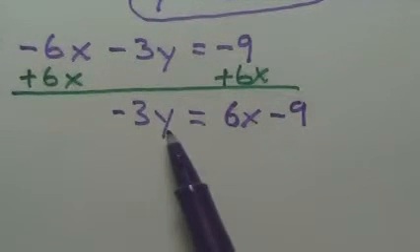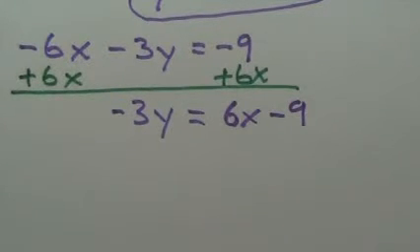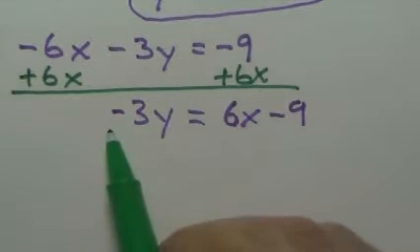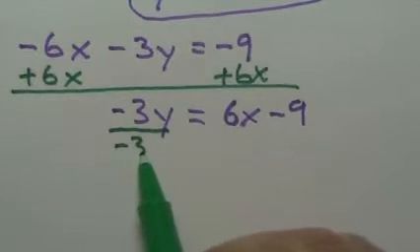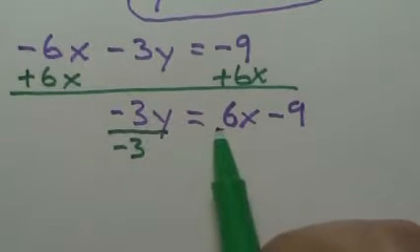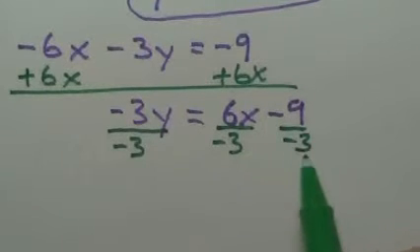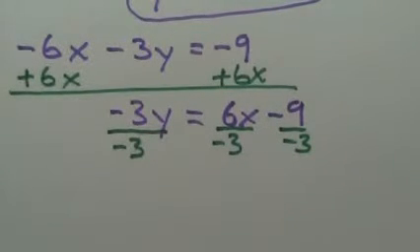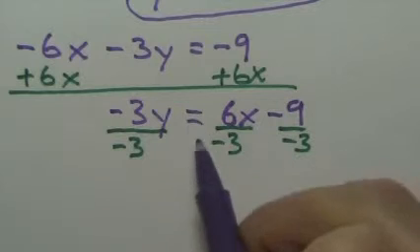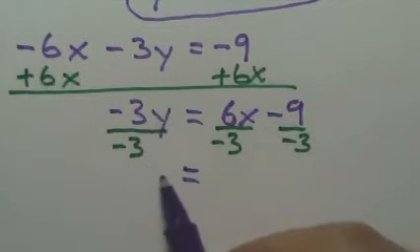Okay, so all we're left with now to get the letter by itself is to get rid of the negative 3. So what do we do? We divide the coefficient. The coefficient is negative 3, so we'll divide by negative 3. But you know what? If you do it here, you have to do it to these other terms. Divide everything by negative 3. I'll bring down the equals. And that leaves me with just y.